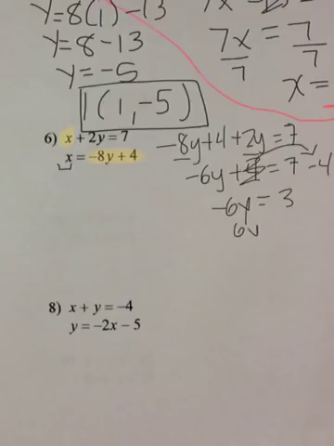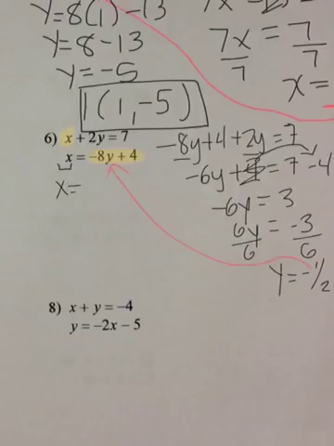Change all the signs, and divide by 6. y equals negative 1/2. I simplified that, guys. Now that that's negative 1/2, I'm going to plug this in right there. So it's going to be x equals negative 8 times negative 1/2 plus 4. So think about it. Negative and negative is positive, so we know the positives cancel out. But what is half of 8? That's 4. Plus 4, x equals 8.